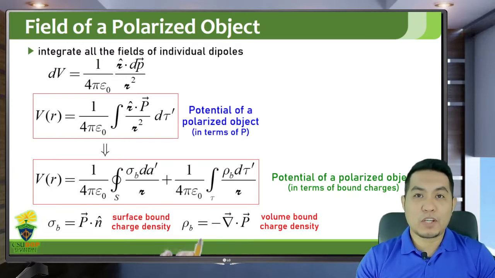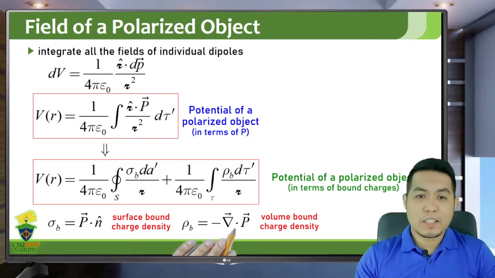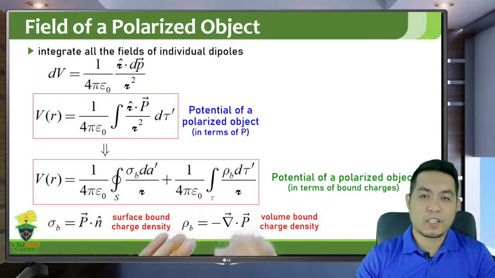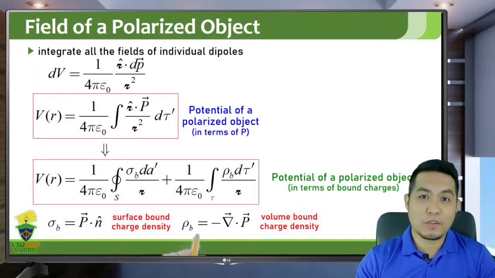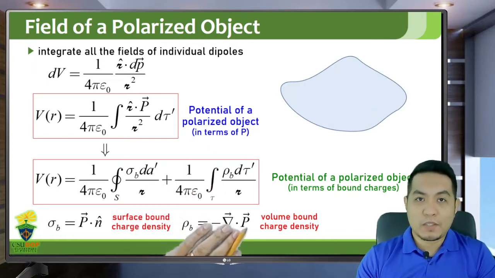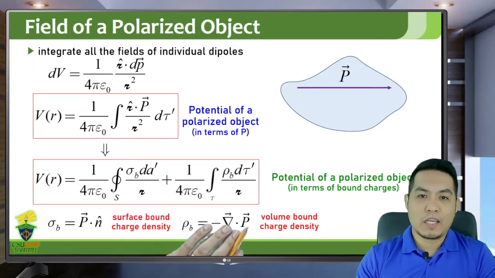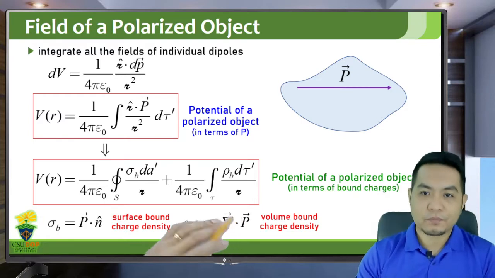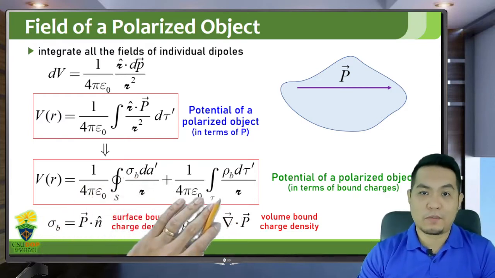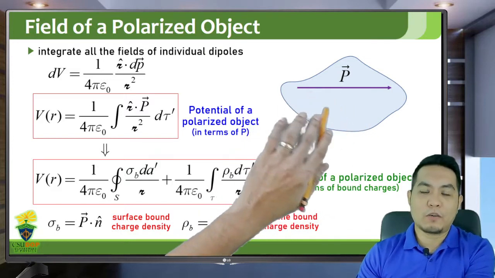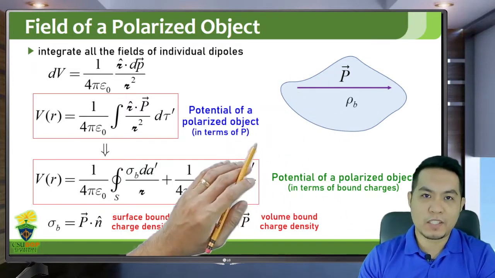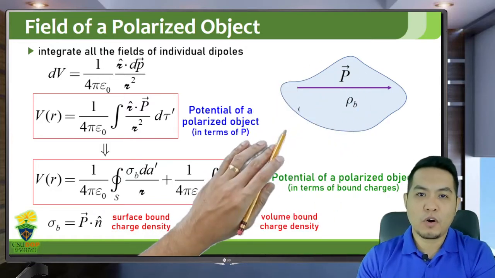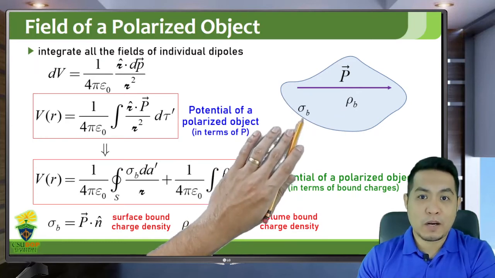However, the volume bound charge density, rho b, is just the negative divergence of the polarization. So if the polarization is diverging, spreading out, then you have bound charges. So when a material, a dielectric for that matter, has a polarization due to, say, an external electric field, for instance, it can have volume bound charges within the volume, or it can also have surface bound charges.